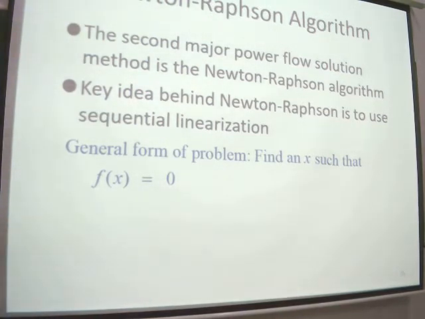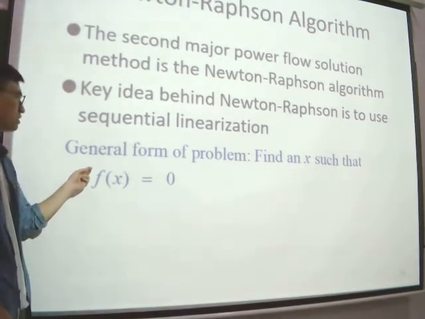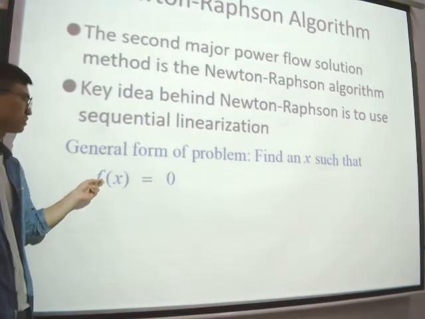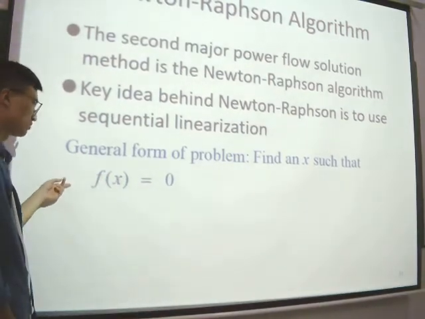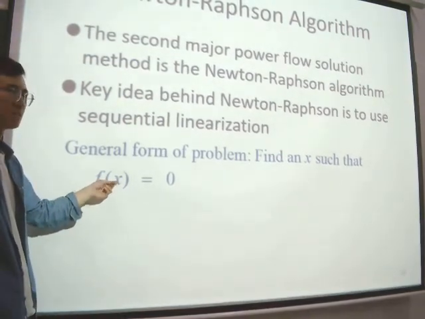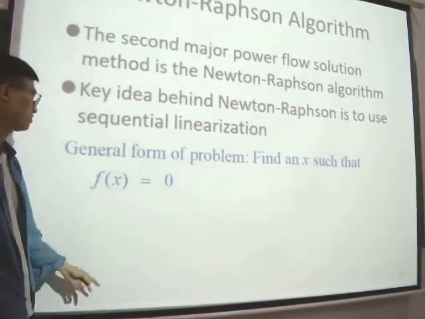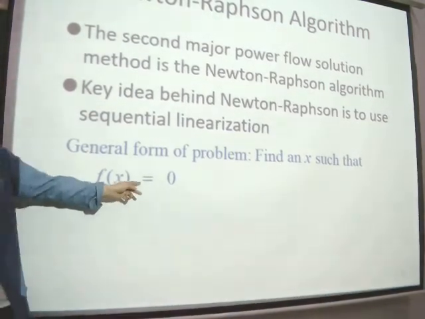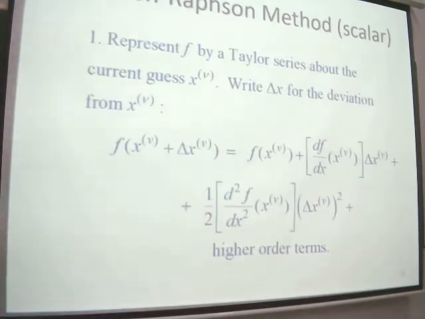The key idea here is to use sequential linearizations. The general form of the problem: if we need to solve this problem, we have to focus on this. When we know x as input, what is the function value when this equals 0? So the first step of the Newton-Raphson method is we need to choose F.